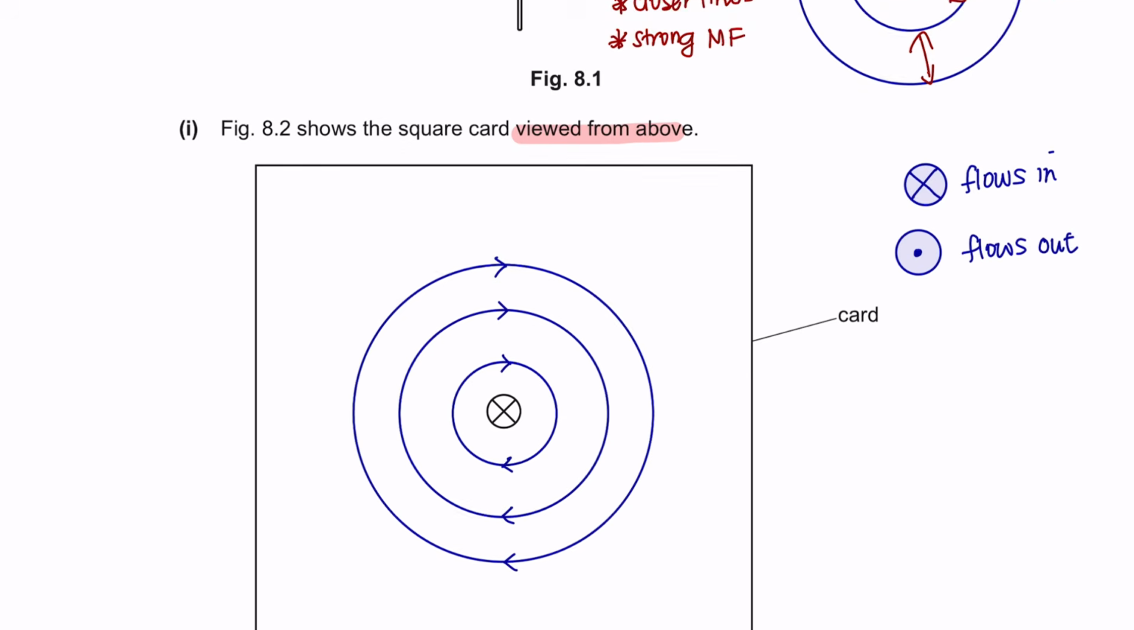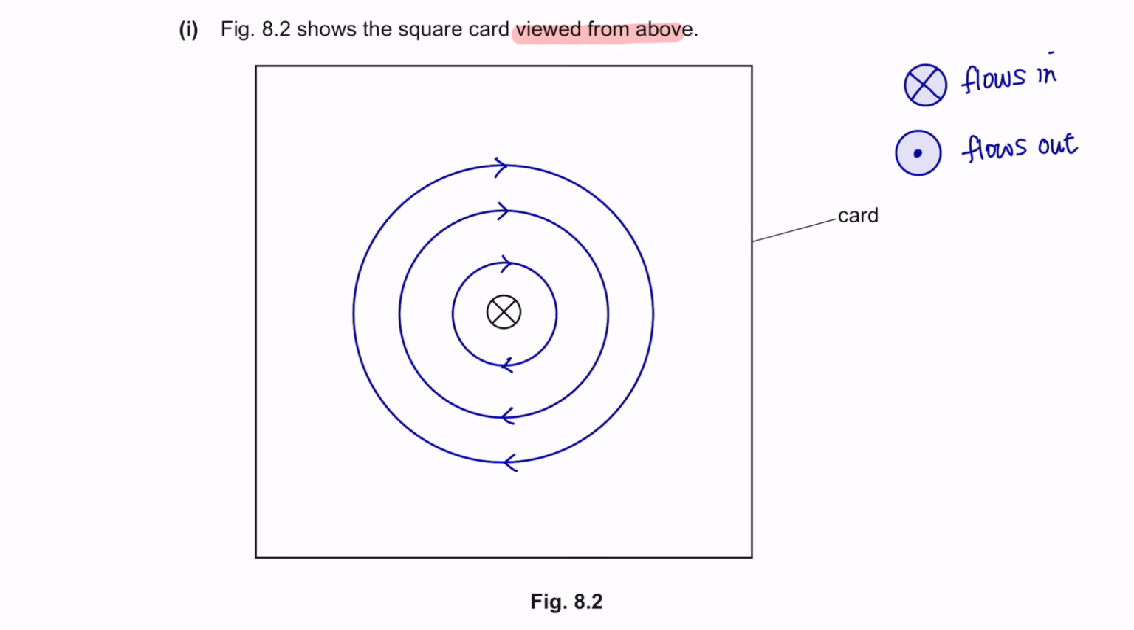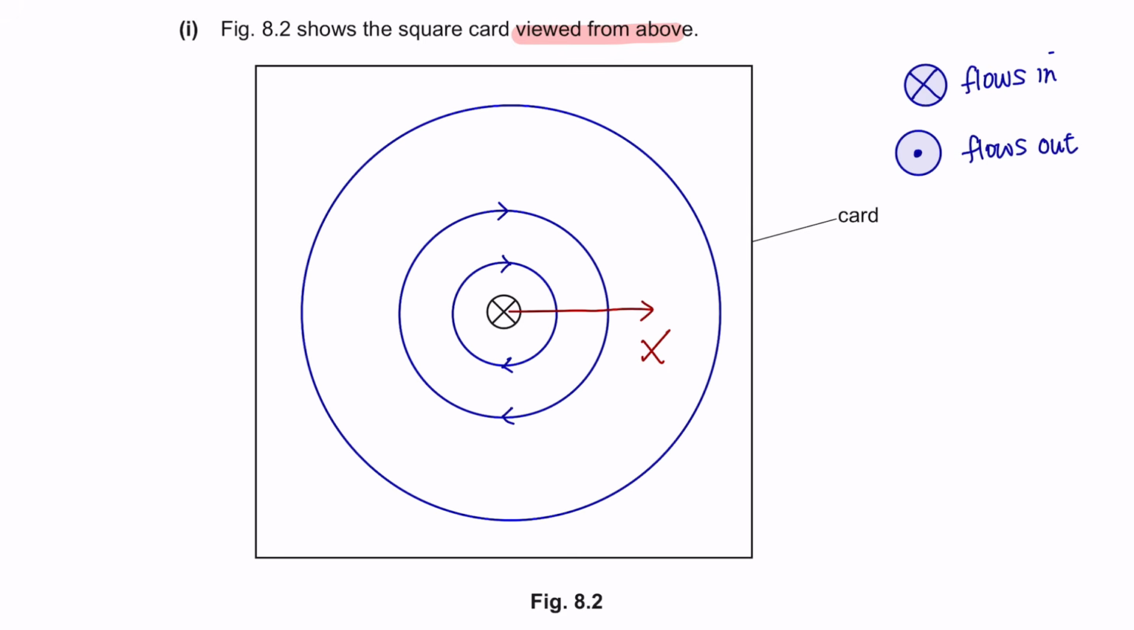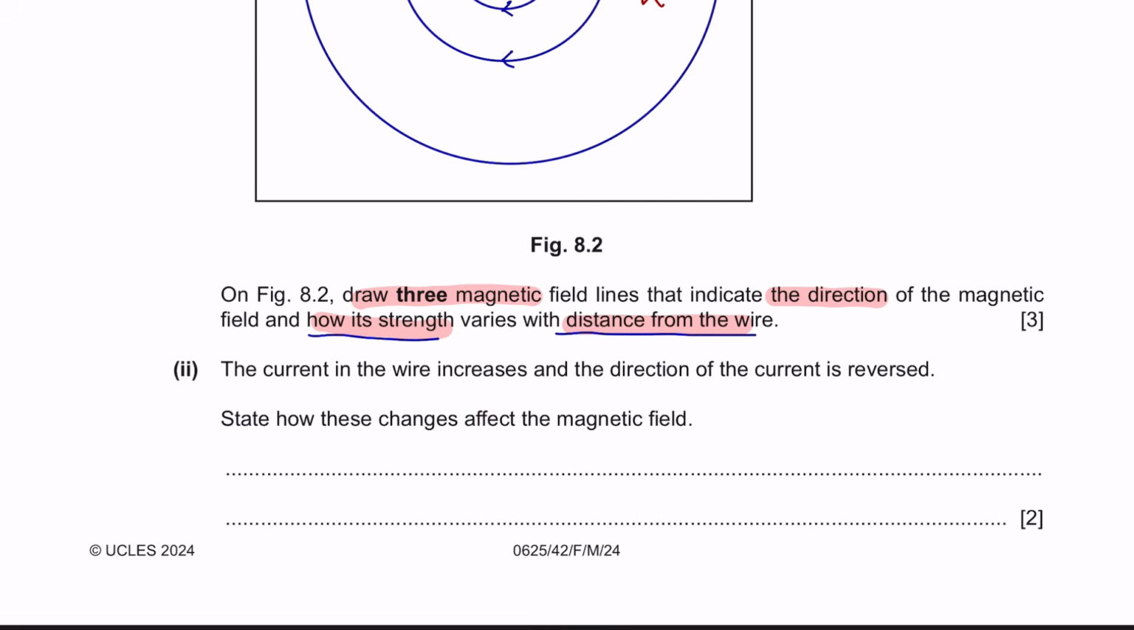So that's what we're going to do over here. As it moves further from the current, the magnetic field in this region would be weaker. Draw the lines further as it moves away from the current. Next, part 2. The current in the wire increases and the direction of the current is reversed. State how these changes affect the magnetic field.